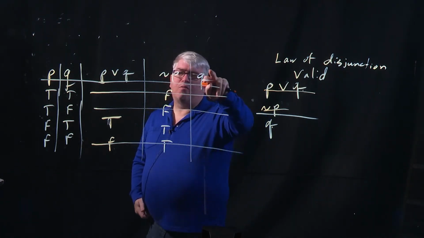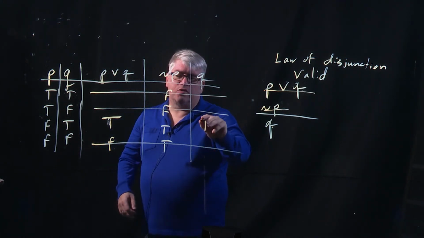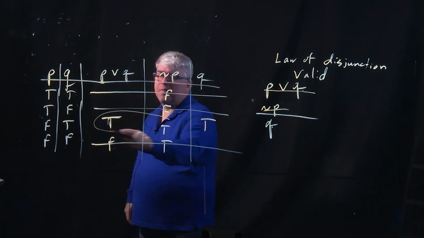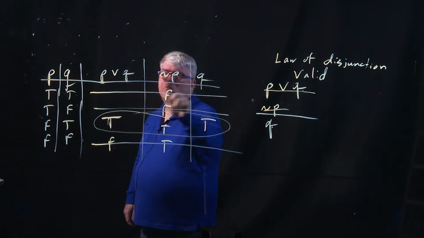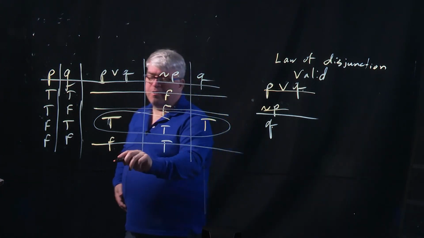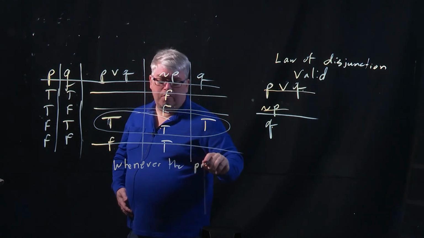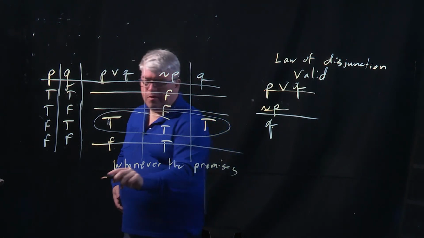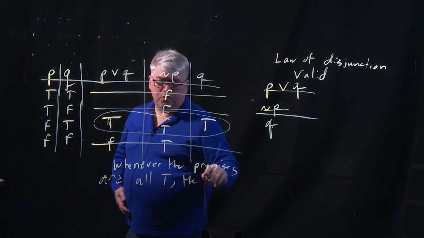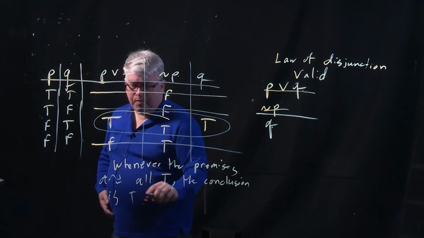Okay, now what about the conclusion? There's only one line I have to worry about, and in that line, the conclusion is true. So I can see that every single time, there's only one of them. Every single time both premises are true, the conclusion comes out to be true. So valid. I'm just writing this out. Whenever the premises are all true, the conclusion is true. So valid.